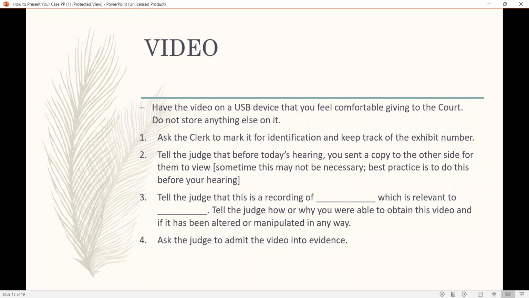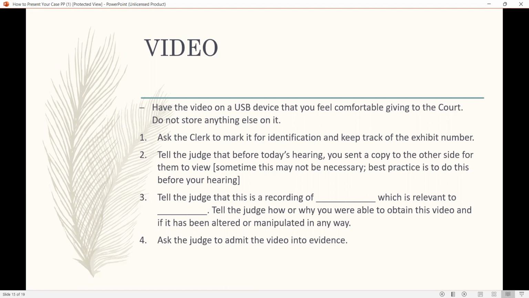For example, if this is a video from your Ring doorbell camera, you want to tell the judge, I have a Ring doorbell camera, and this was video that I was able to obtain from that, from this date in question, and it's in substantially the same condition or the same form as it was when I first viewed it.